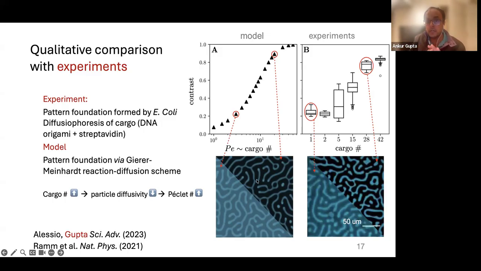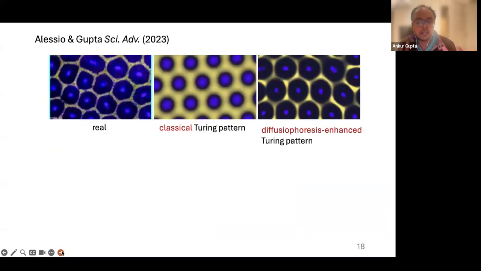Now, this is a qualitative comparison. There is no means to say there is any quantitative comparison, but again, it shows that including diffusive phoresis in Turing patterns is a convenient mechanism to get some of these features back. Next, we basically call this phenomenon diffusive phoresis enhanced Turing patterns.